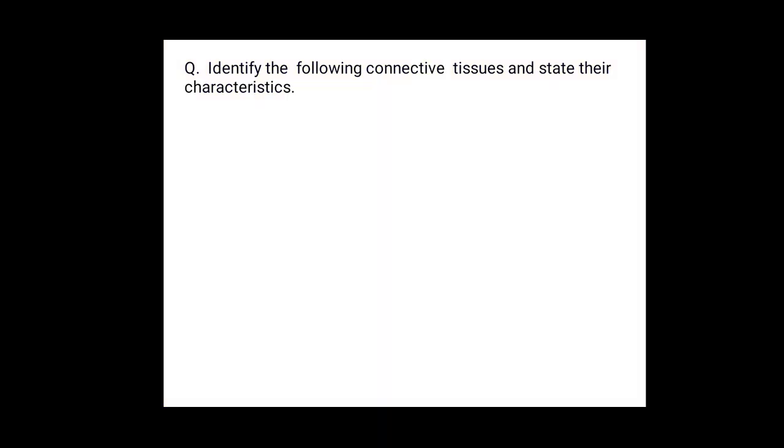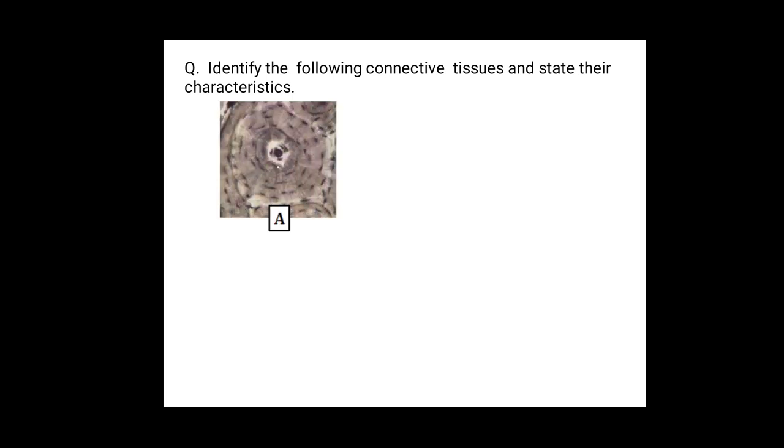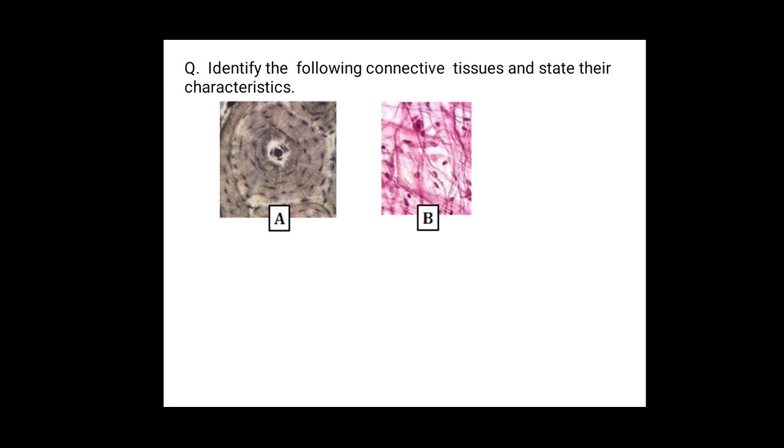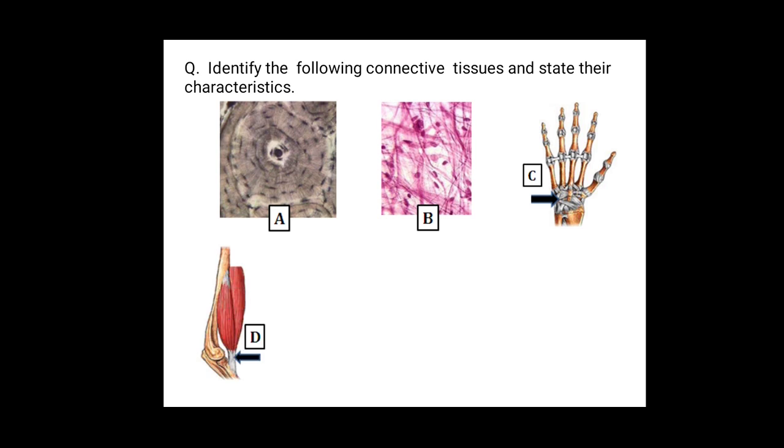Then identify the following connective tissues. Let us see. This is a transverse section of human bone. Characteristic would be that they have Haversian canal and all the cells are arranged around the Haversian canal. Then areolar tissue, which is having all different types of cells and fibers seen in this tissue. Then you have the ligaments which are connecting bone to bone. You have the tendon which is connecting bone to muscle.